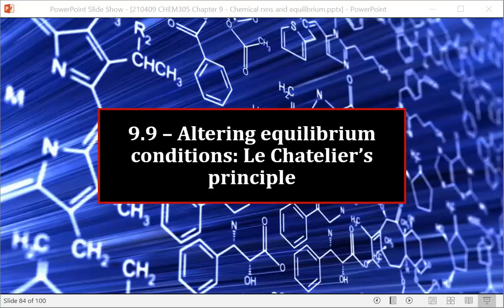Everybody, welcome back. We're continuing Chapter 9 with Section 9.9 on altering equilibrium conditions and Le Chatelier's principle.